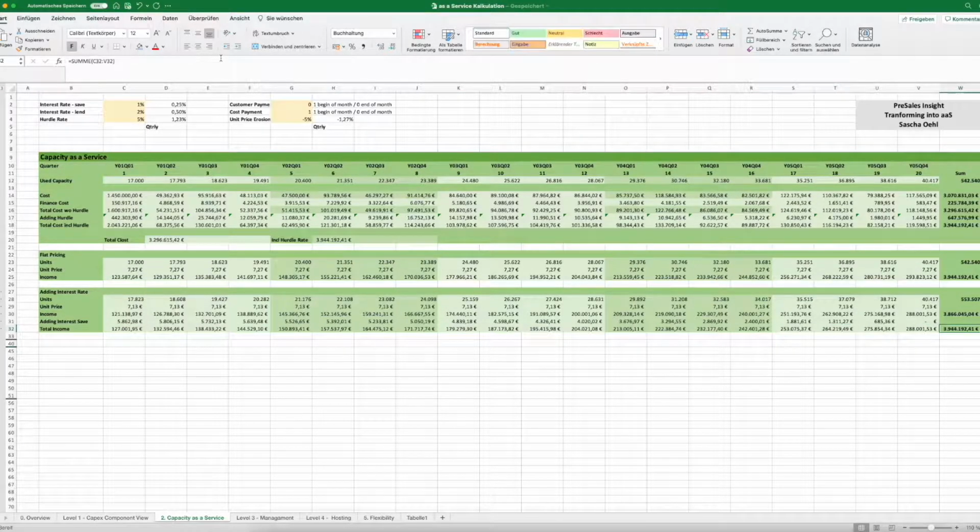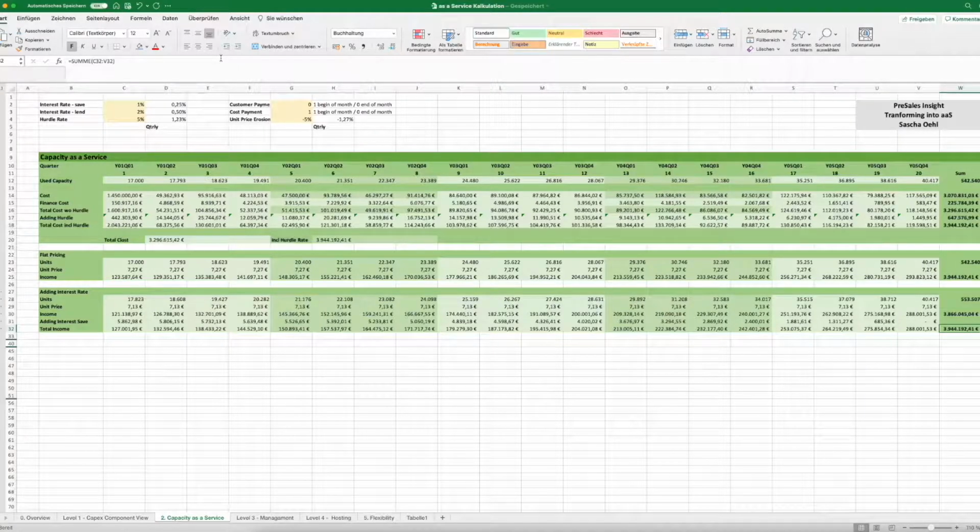We make the sum of it, and we are back with the 3,944,192.41 that we've seen before. This would be now a flat pricing per unit, including the financing cost and the financing benefits that we have.